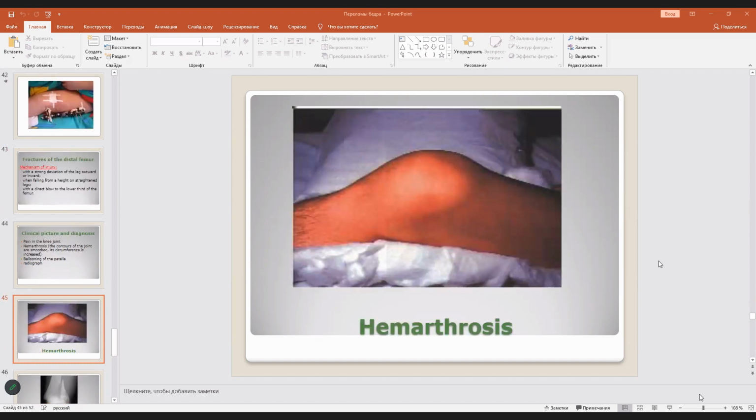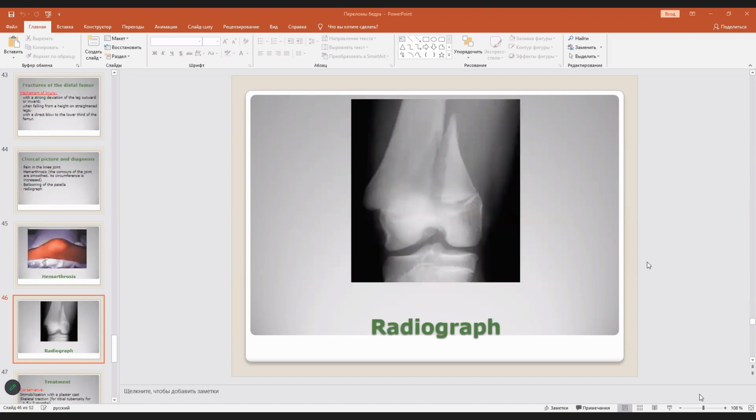Hemarthrosis is a typical situation from intra-articular fracture of the distal femur. For example, radiograph.